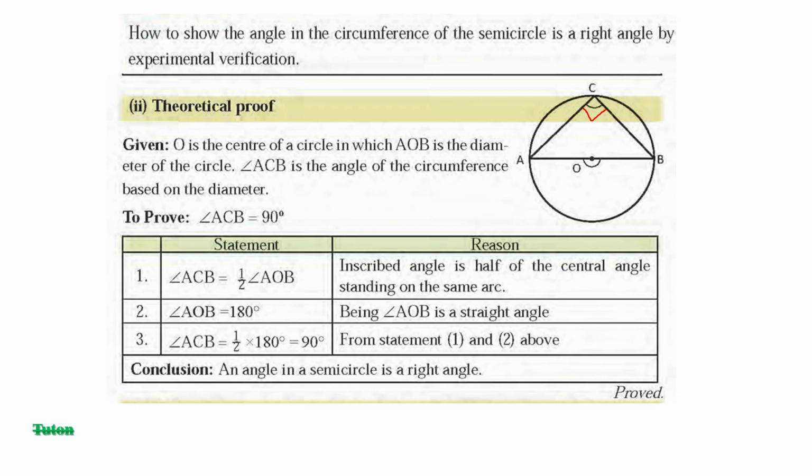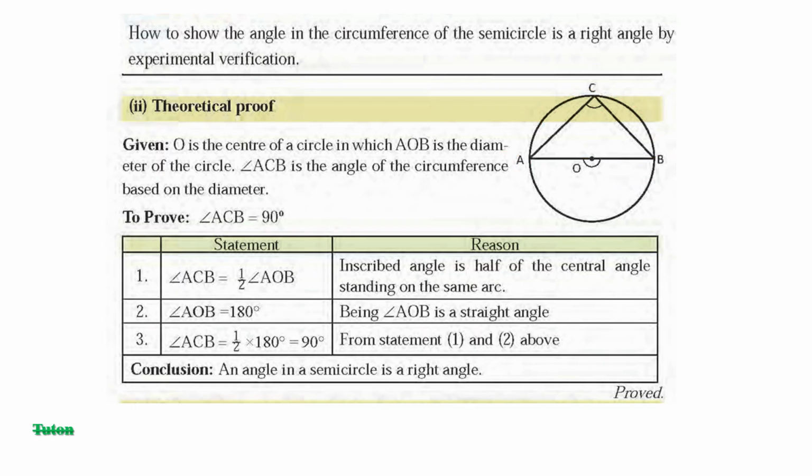Now we have been given that O is the center of the circle, and AOB is the diameter of the circle, and we have been given ACB as a semicircle with angle ACB as a circumferential angle, which we need to prove is a right angle or 90 degrees.